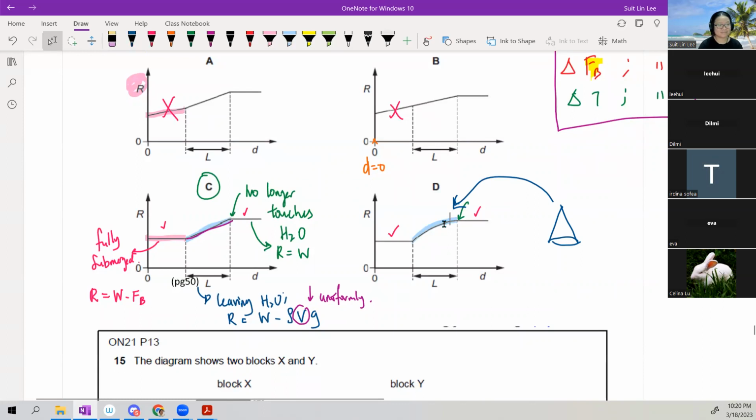Okay, so remember, when it's fully submerged, I don't care where the thing is, the upthrust is the same. FB is constant.